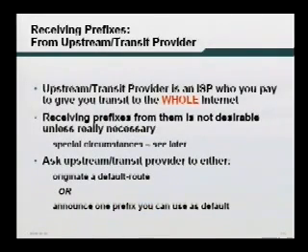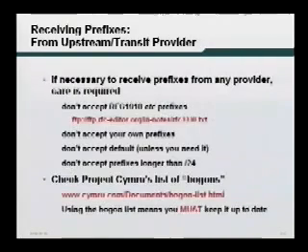Now, your upstream or transit provider is an ISP who you pay to give you transit to the whole internet. Receiving prefixes from them is not desirable unless it's really necessary. Again, it's the usual question of whether you want to get the full internet routing table from your upstream, or just the default route. The default route is just as good. It says the same thing: your upstream knows how to get to the whole internet.